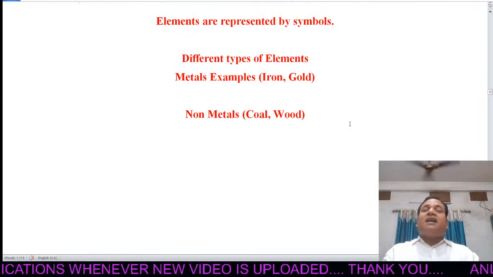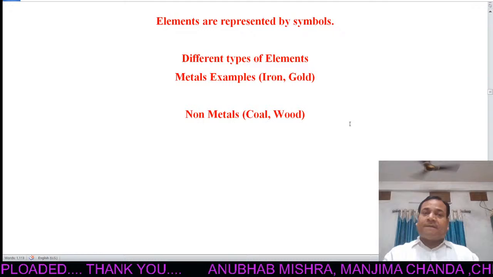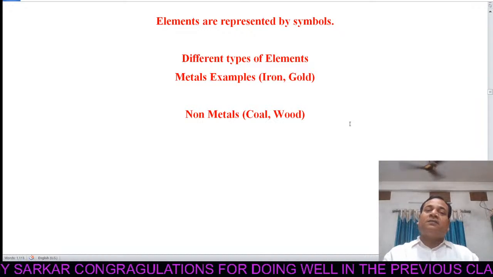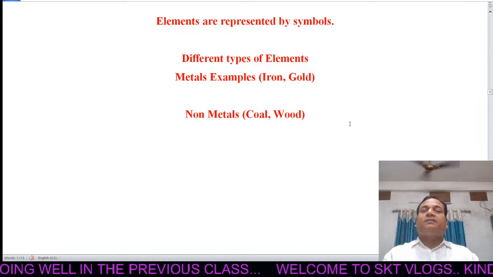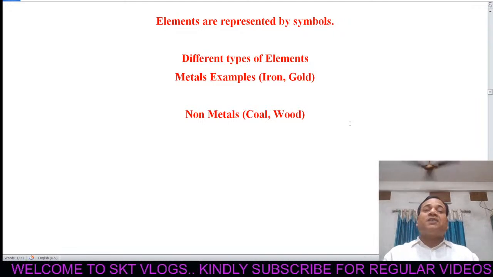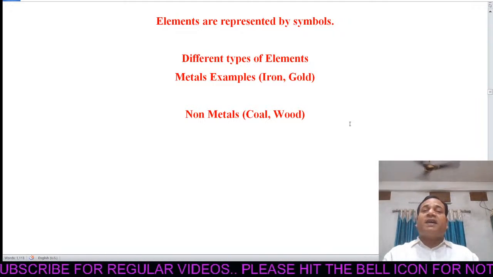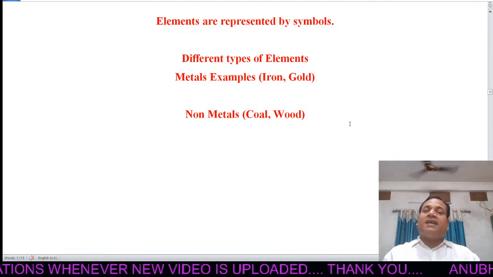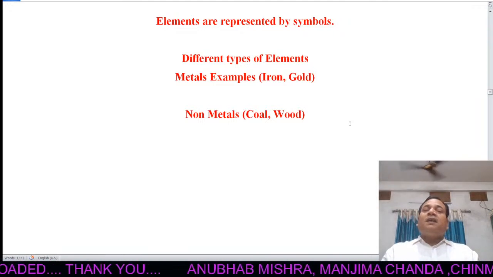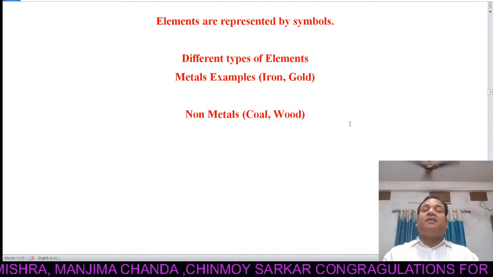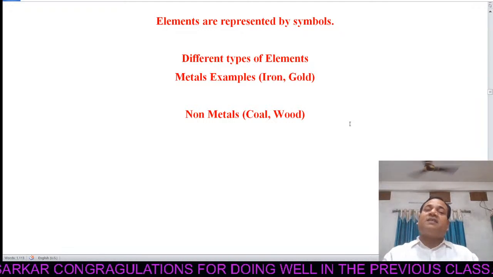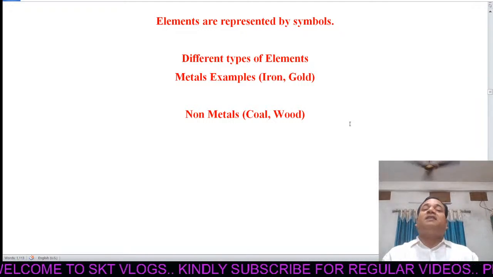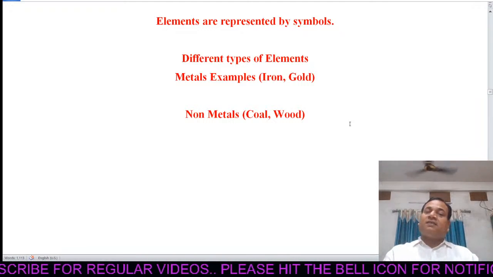Now, elements are represented by symbols. Different types of elements. Metals, example iron, gold. Non-metals, coal and wood. So what you understood? Elements are represented by symbols. All elements can be shown as symbols. And if you see various types of elements, there are two types of elements, metals and non-metals, that you understood. So all metals and non-metals combined we are saying elements.